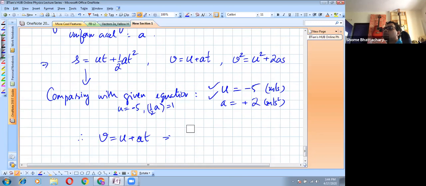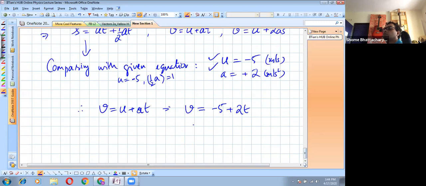So it's a common habit of writing velocity as a vector. In this particular example, it's 1D motion. So this is -5 plus 2t. This is my velocity as a function of time.